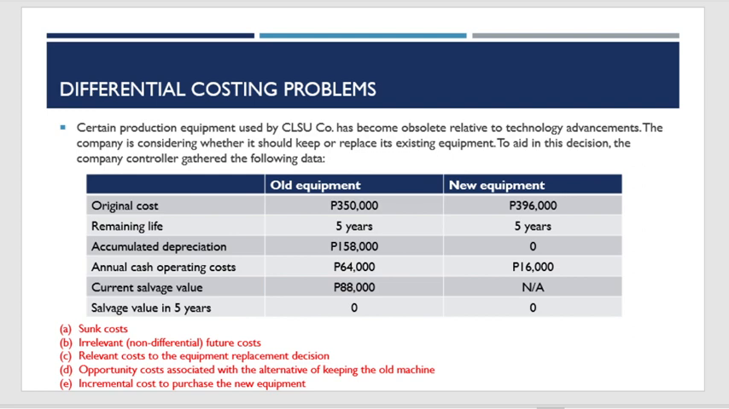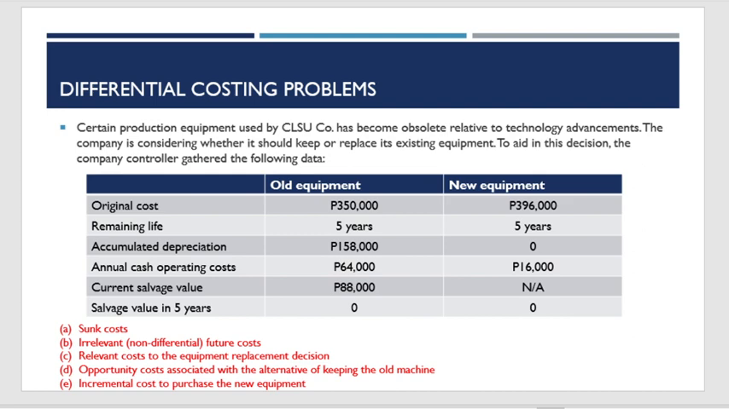So what are the sunk costs on this decision? Sunk costs are past costs. Ano yung past cost dyan? The original cost na 350,000. Kasi na-incur mo na yan before. Na-discuss ko na rin ata ito before kanina. So the answer for item A is 350,000.